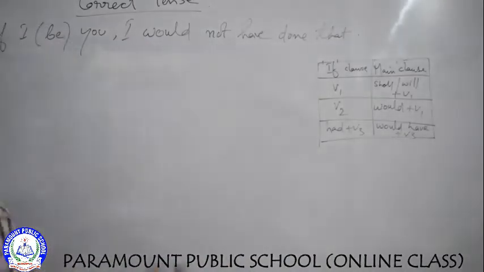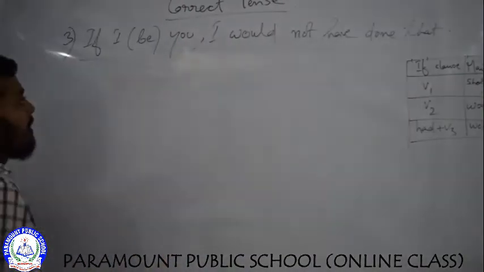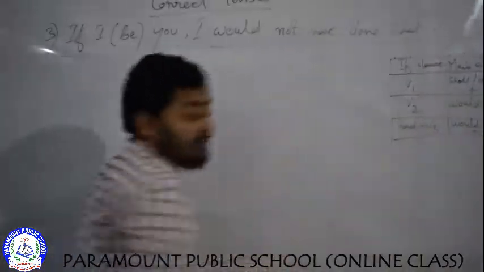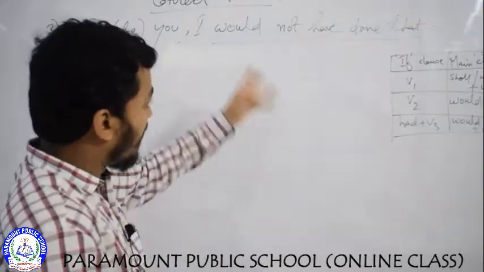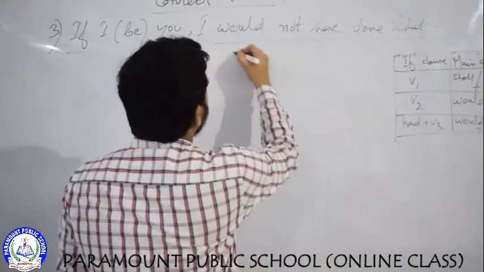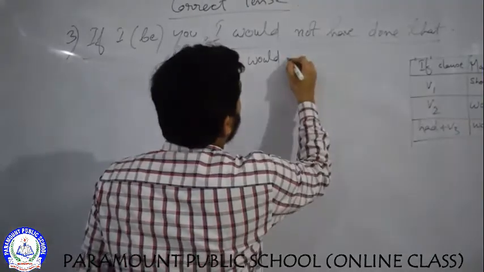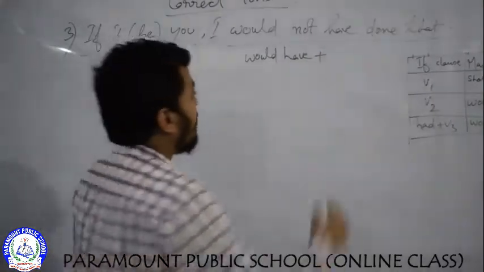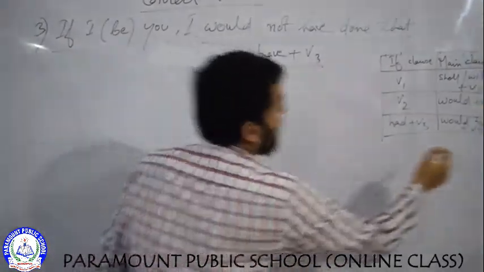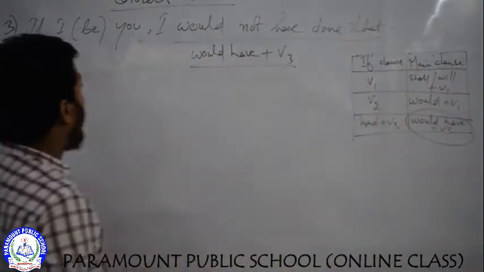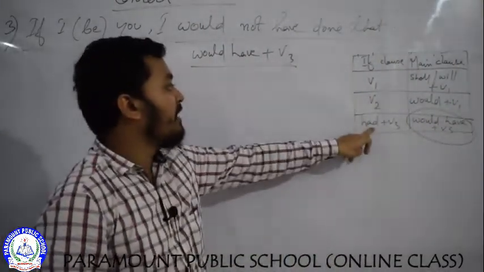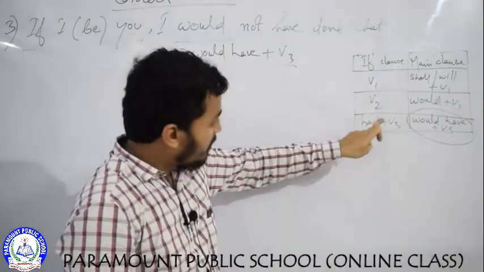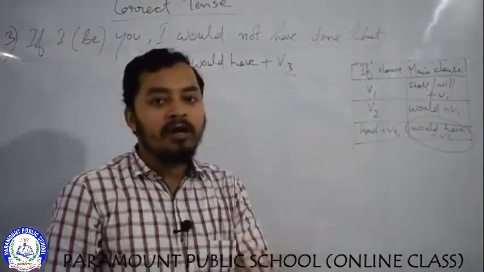Now let's check. See, "If I be you, I would not have done that." I am asked to correct the if clause. The main clause is already correct: would have plus done, do, did, done, V3. Now according to the if clause, what should be the verb? It should be had plus the third form of the verb.